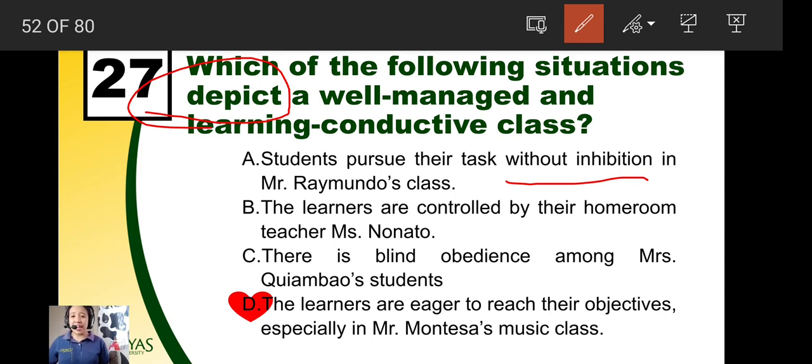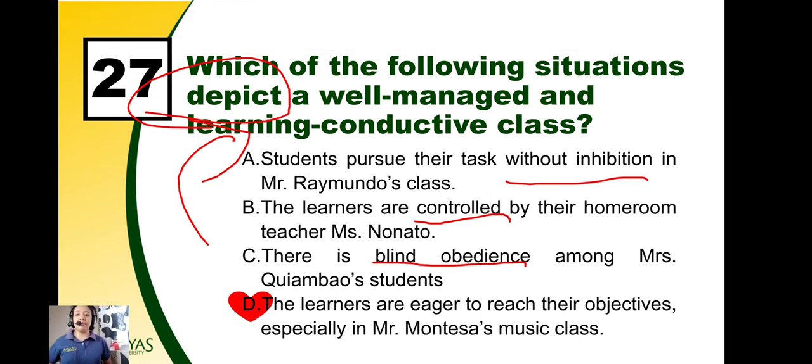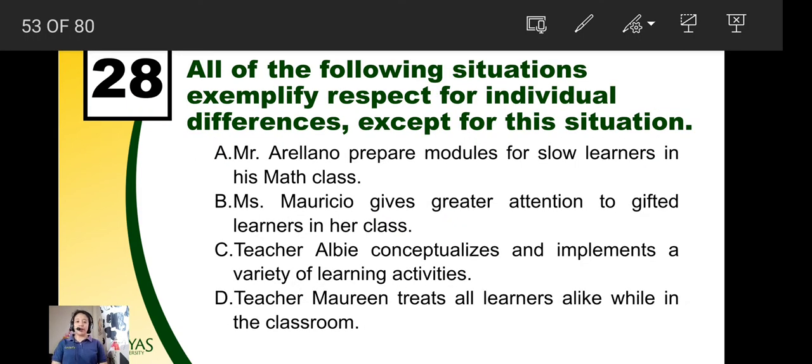So, that's letter A. Letter B, controlled. Remember, teacher should not act as controller but a facilitator. Then we have blind obedience. This is similar to letter A, without inhibition. So these letters A to C are not characteristics of a well-managed and learning conducive class, because this is more on controlling the learners without their own perception. Okay, let's move to number 28.